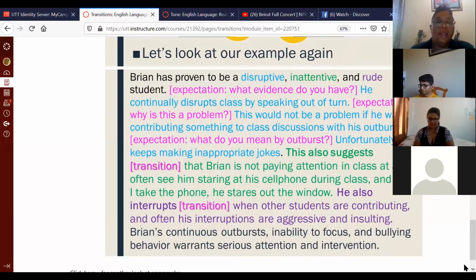So in this example, looking at the paragraph again, this also suggests ties in the discussion about being inattentive to the discussion of being disruptive. He also interrupts, or he also transitions, and here we have a bigger leap, transitions from being disruptive and inattentive to being rude. So by using these transitions, I'm creating a flow and tying all the topics together so that you know that it belongs in one paragraph, why it is in one paragraph, how it connects to each other, and helps flesh out the overall message.